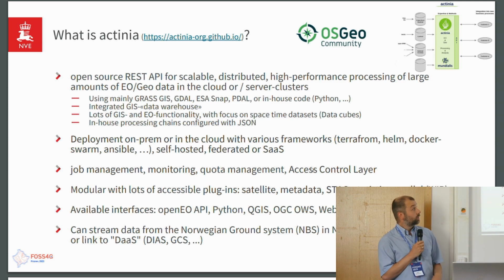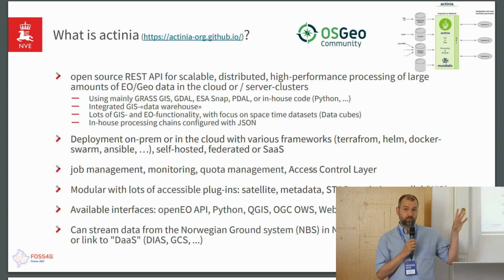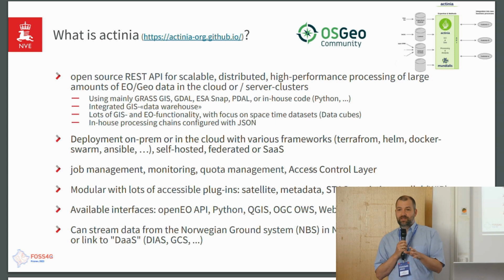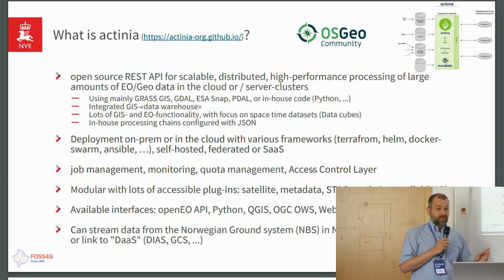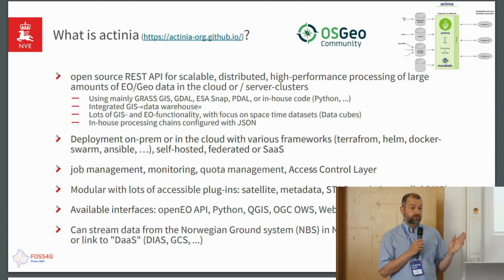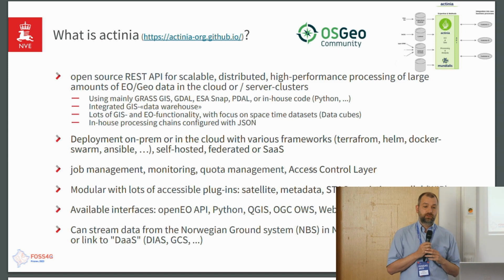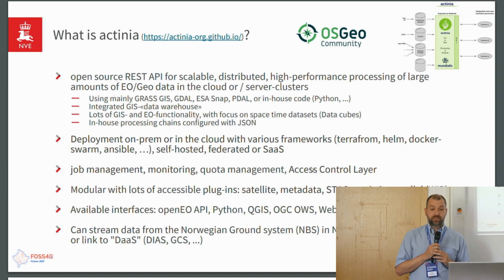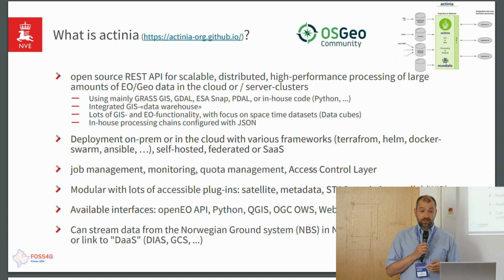So what is then Actinia? That is one of the main components in our infrastructure. Is there anybody here working with Actinia actively? Okay, so then I think it's in place to explain a little bit. Actinia is an open source REST API for scalable, distributed, and high performance processing of EO data. It's mainly built around GrassGIS, but you can use in principle any tool like GDAL, ESA Snap, PDAL, and also other in-house or specific tools.